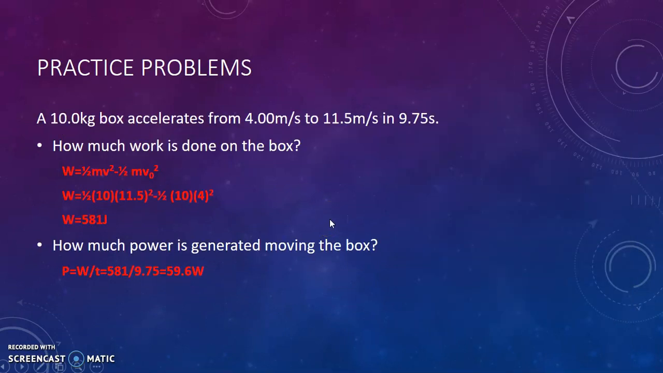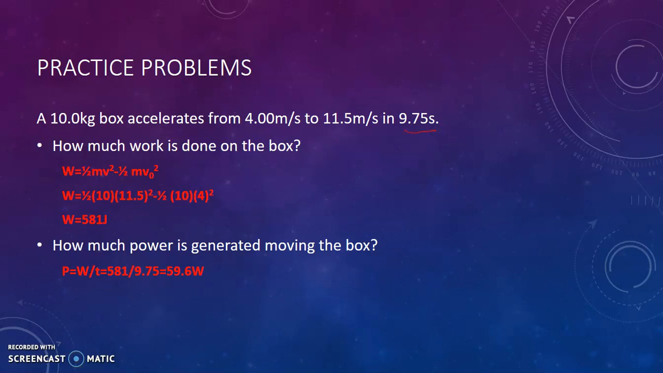All right, now we're just going to go ahead, it was a quick lesson, and jump into the practice problems. So we have a 10 kilogram box that accelerates from 4 meters per second to 11.5 meters per second in 9.75 seconds. The first question is how much work is done on the box.